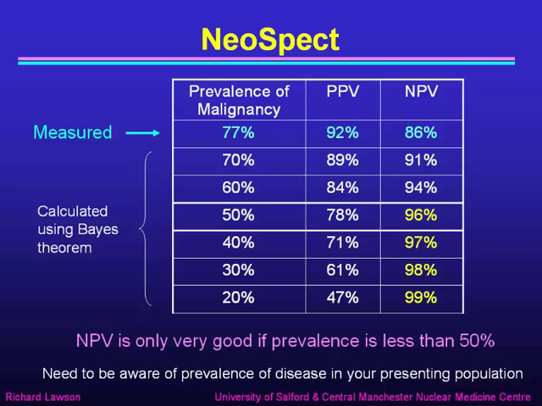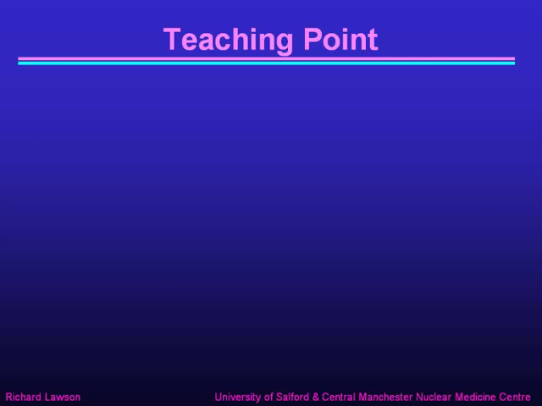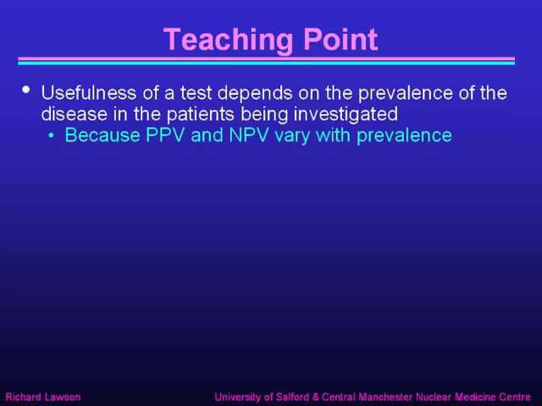But you need to be aware of this, because if the prevalence of disease in your population is not 50% or less, you won't get such a good negative predictive value as Amersham were claiming. And that of course applies to other tests as well. So what we've learned here is that the usefulness of a test depends on the prevalence of disease in the patients being investigated, because positive predictive value and negative predictive value vary with prevalence, and we've seen how that can be applied in the Amersham data case.